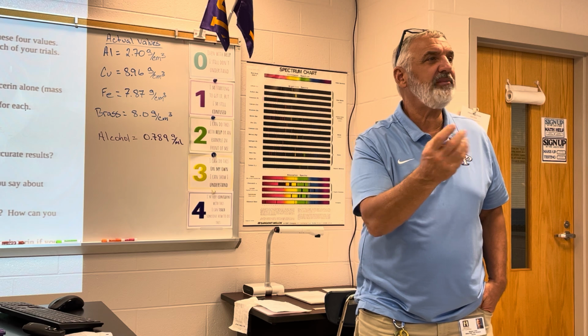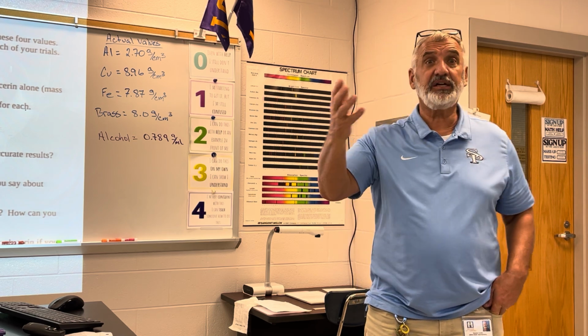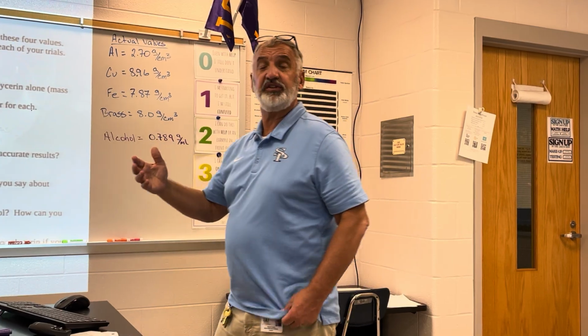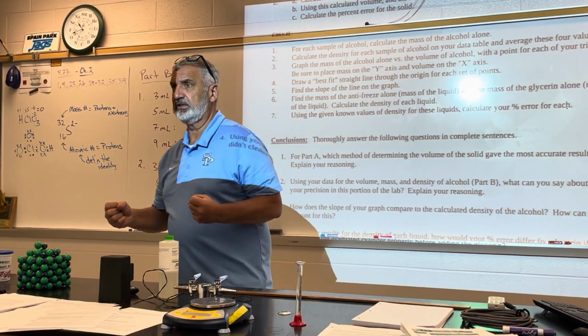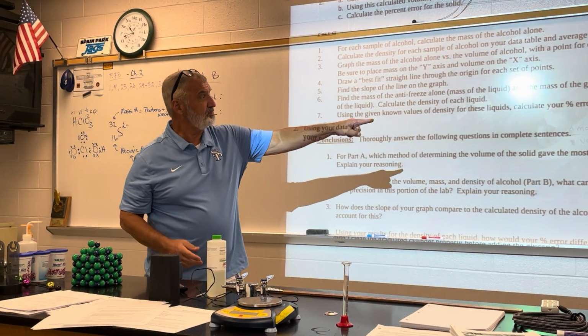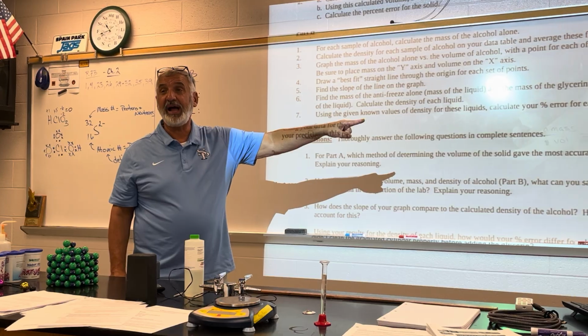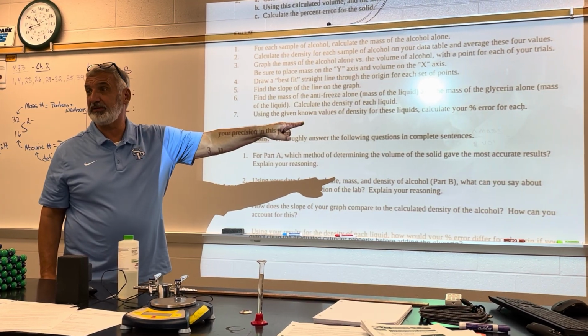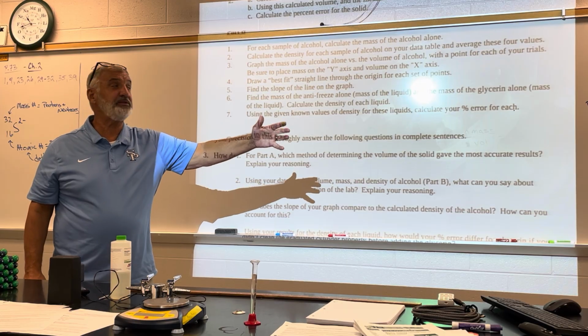It doesn't matter how much you have. Because if you go from 3 to 5 milliliters, the mass is going to increase the same amount. The density of water is 1 regardless of how much water you have. The density of alcohol is 0.789 grams per milliliter. Now, did your average come out pretty close to 0.789? Yes. Okay?